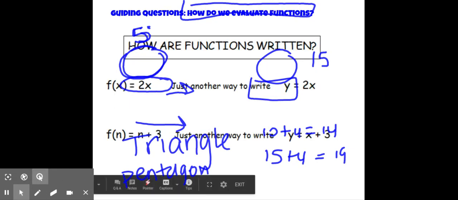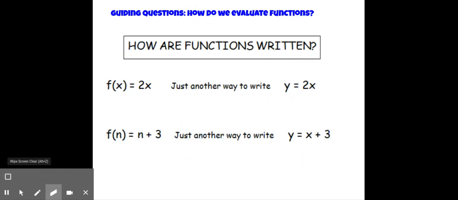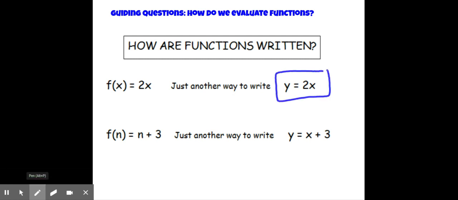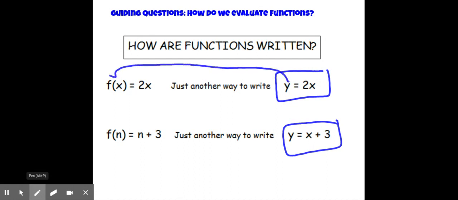So function notation just looks like this. Instead of writing, for example, what we talked about in the past, y equals 2x or y equals x plus 3, which are different equations of lines that we've already been exposed to, now, instead of writing y, we are going to write f of x. Or instead of y, we might use f of n.